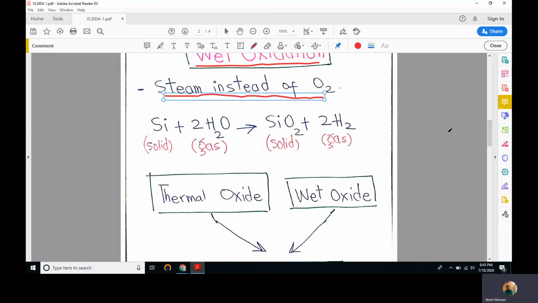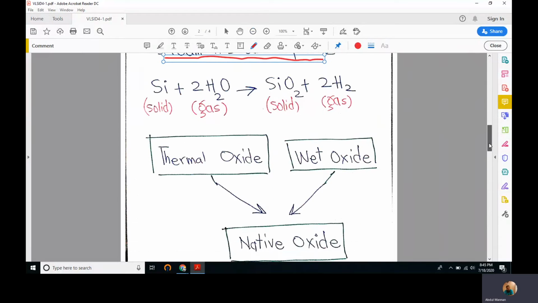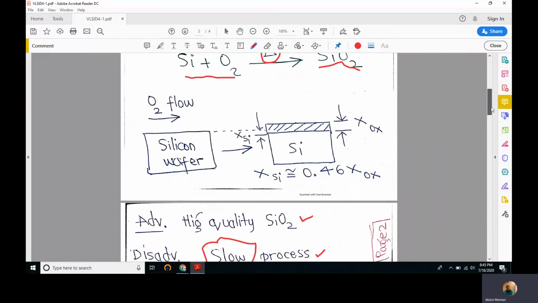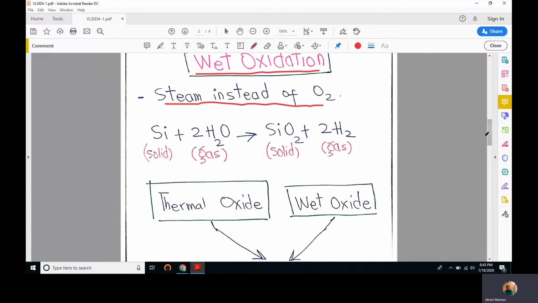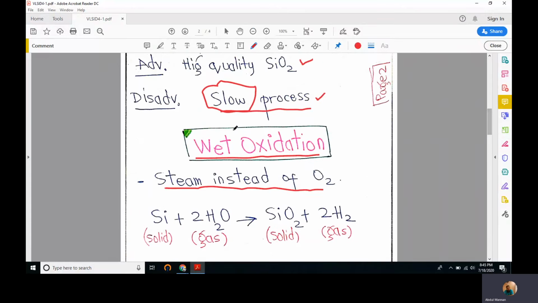So both techniques that we have discussed up till now, the thermal oxide technique and the wet oxidation technique: in the thermal oxide technique, we use oxygen, and in the wet oxidation technique, we use steam instead of oxygen.